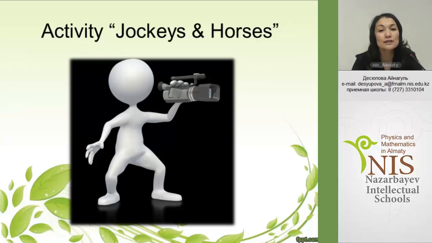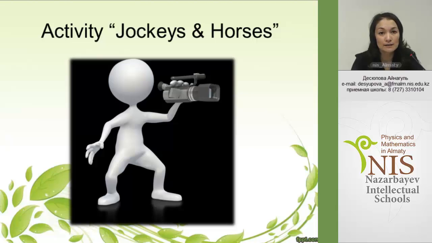So students are equally divided into 2 groups. Group 1 is for jockeys and the second group is for horses. The teacher distributes handouts with the questions on them to the group of jockeys and handouts with the answers on them to the group of horses.